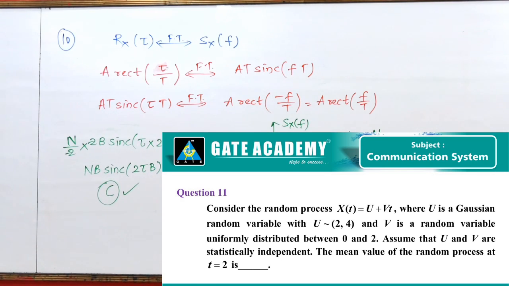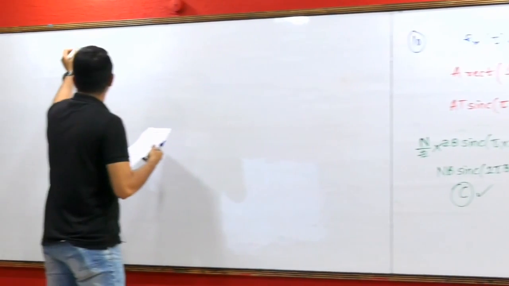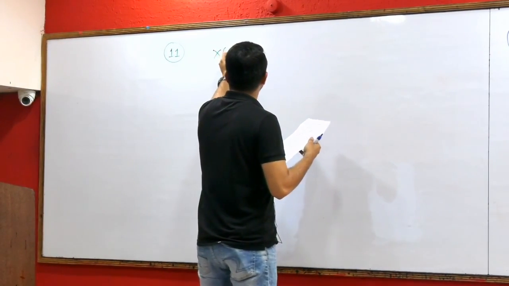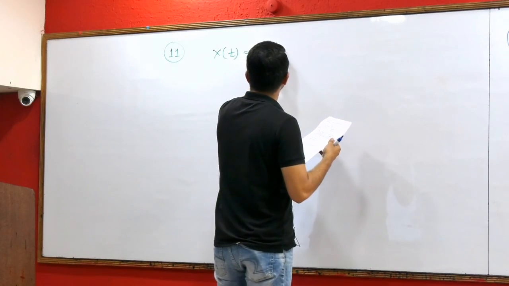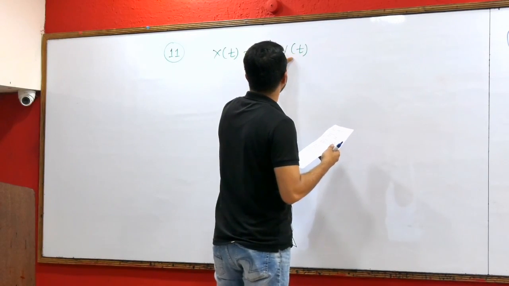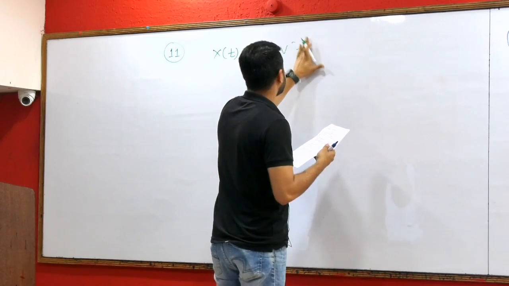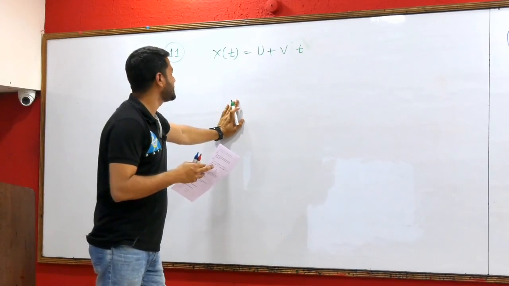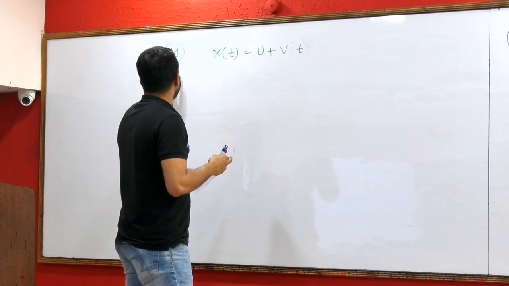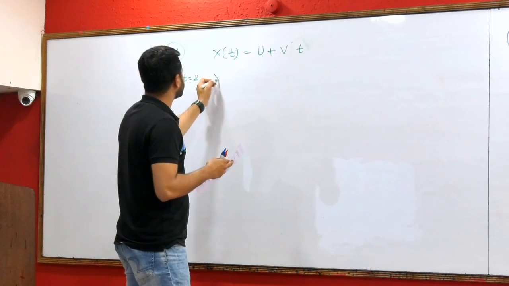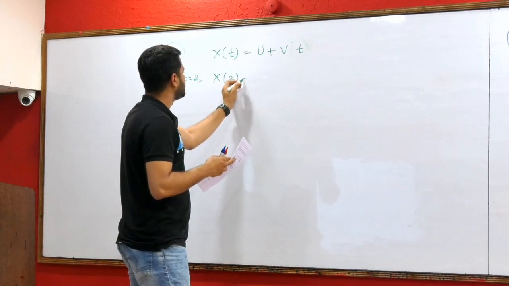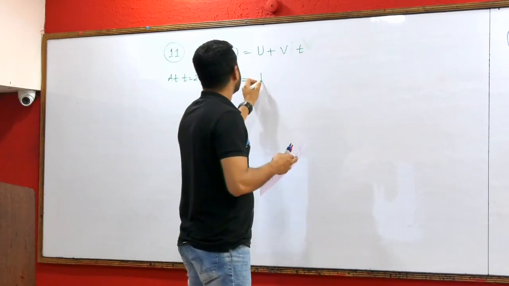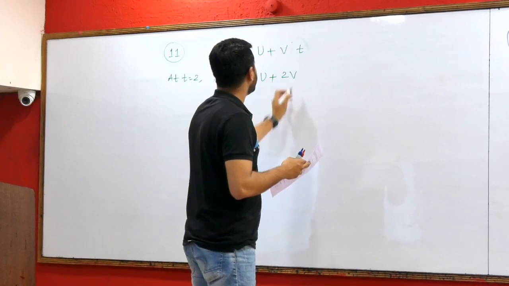Okay, so let's solve question number 11. We have x of t equal to u plus vt. Here vt is not a function of t alone, this is multiplied with t. We have to calculate the mean value at t equal to 2. At t equal to 2, the random process will become a random variable, because the sampling of a random process is a random variable. So this is u plus 2v.